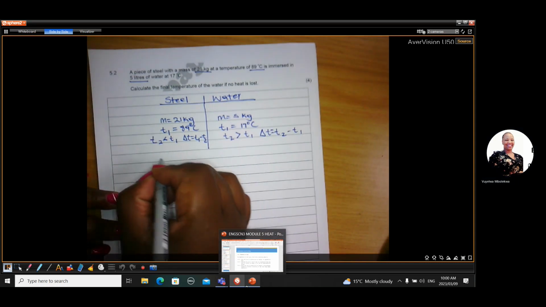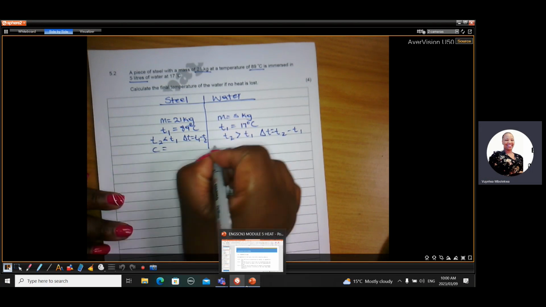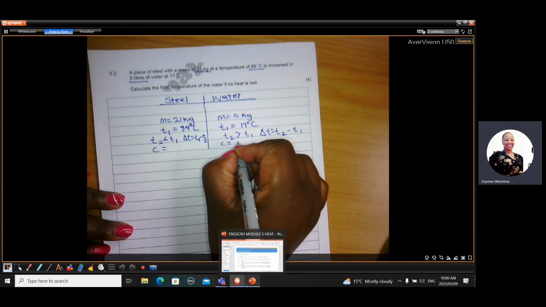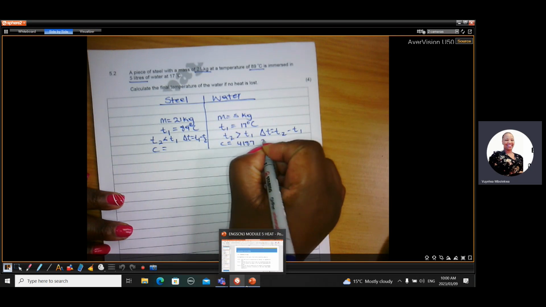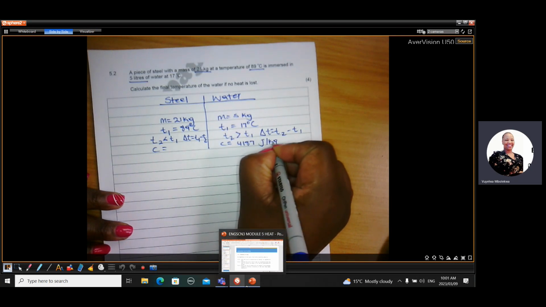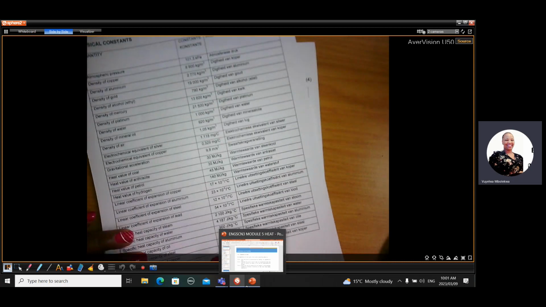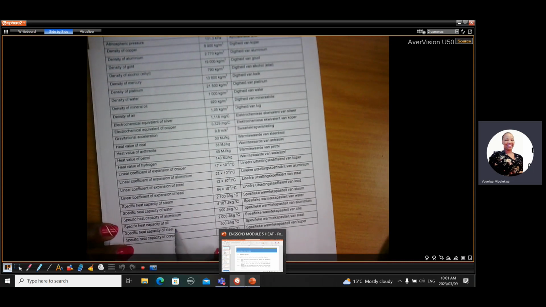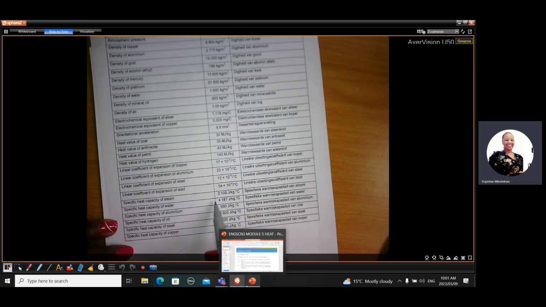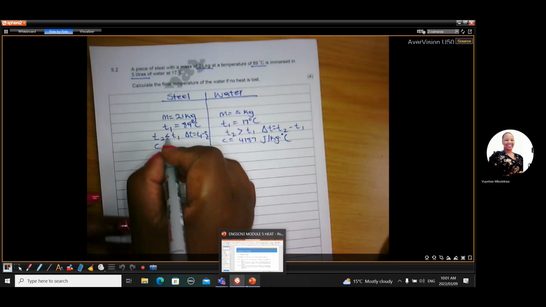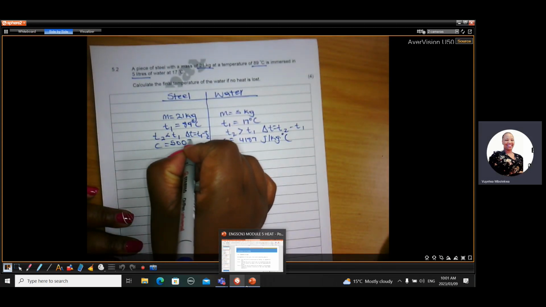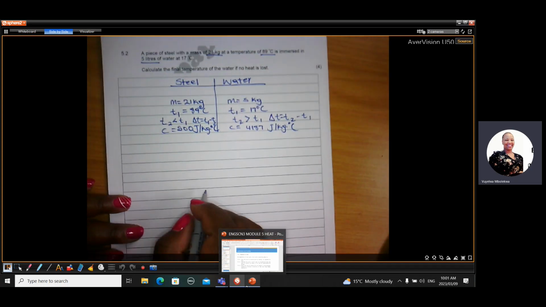Then the other thing you need to get is the specific heat capacity. The one of water is 4187 joules per kilogram degrees Celsius. You get it from this page. I just know it by heart because we work with it so much. So here's the specific heat capacity of water. Then the one of steel is there, it is 500. So the specific heat capacity of steel is 500 joules per kilogram degrees Celsius.